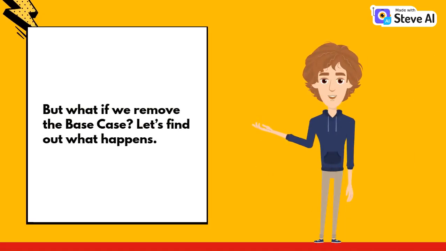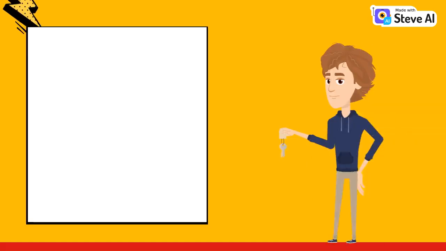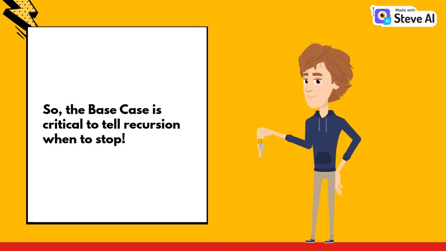But what if we remove the base case? Let's find out what happens. If we remove it, the function keeps calling itself endlessly, leading to an infinite loop or even a Stack Overflow error. So, the base case is critical to tell recursion when to stop.